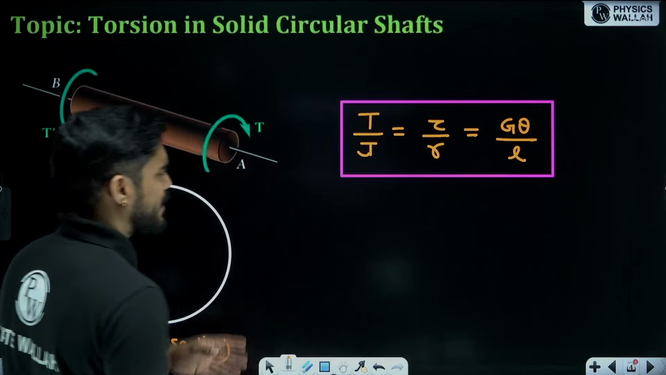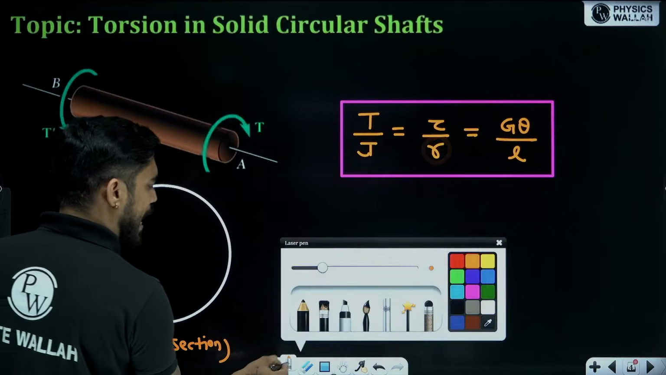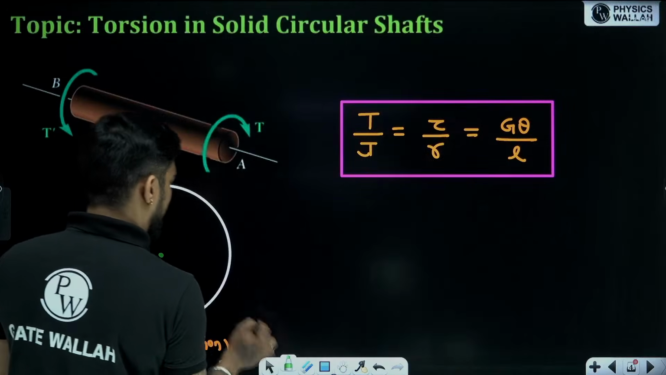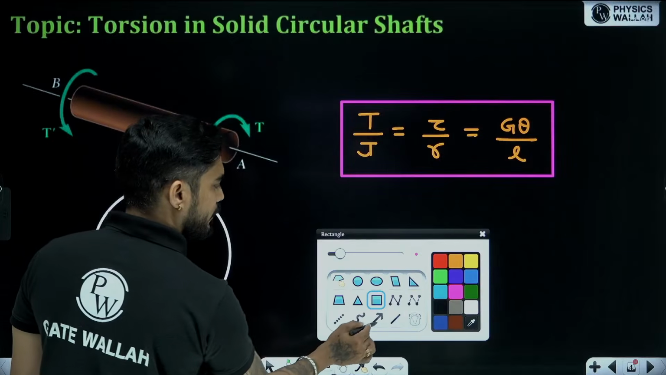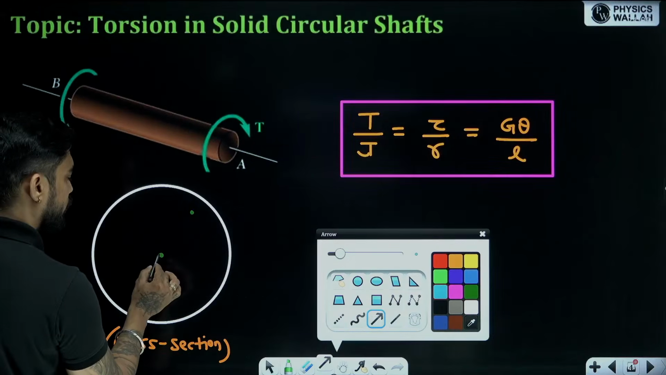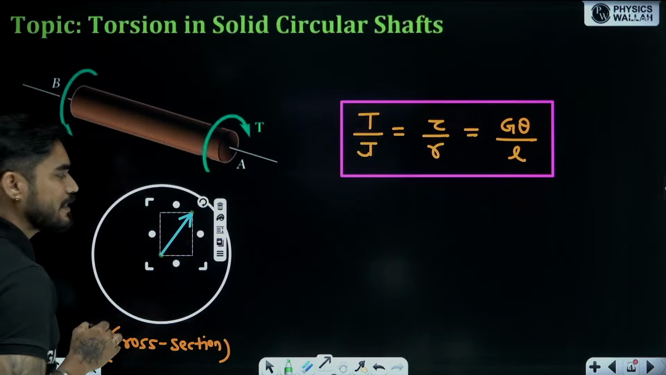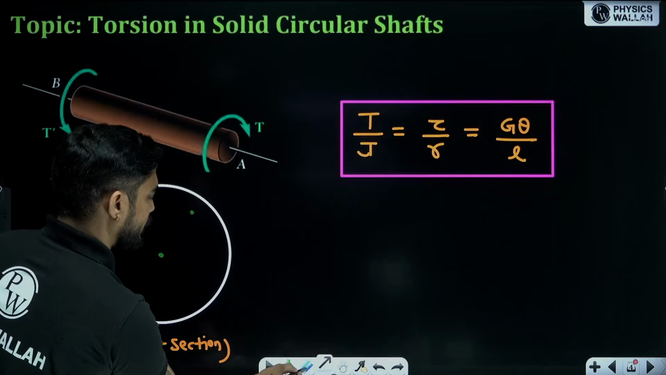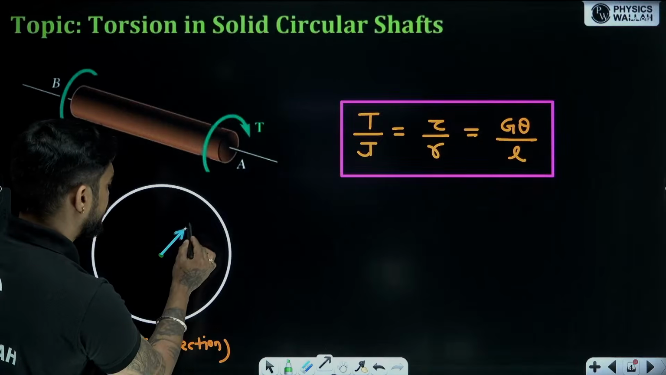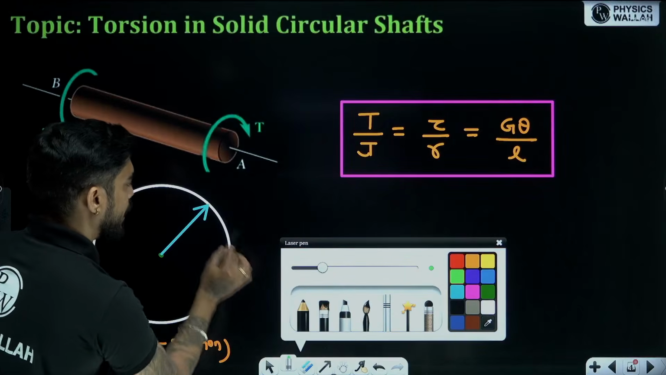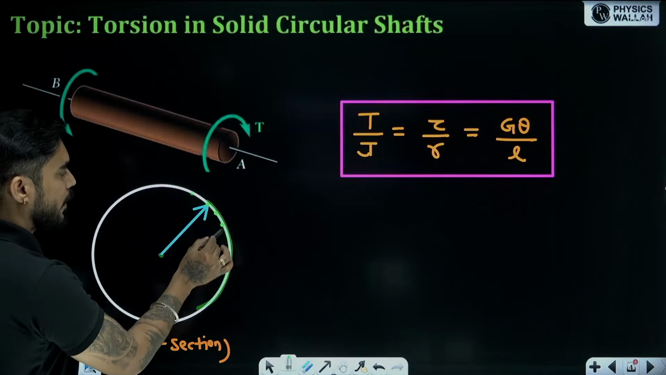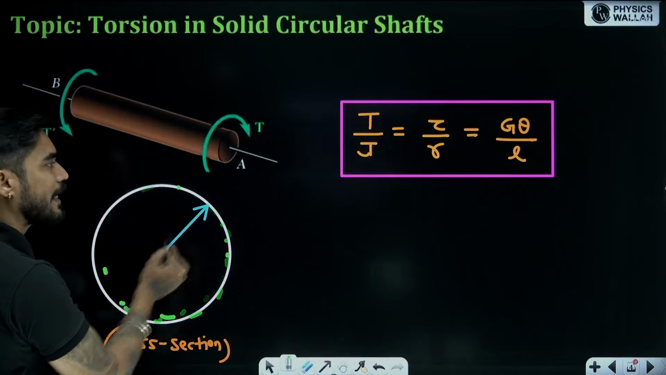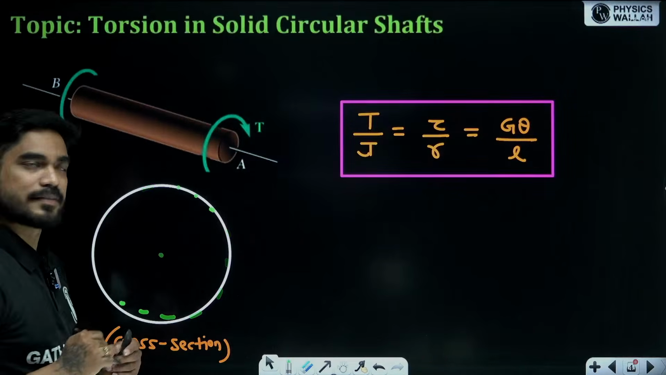Tau is the shear stress at any distance r. What is this r? Let's say this is the center of the cross section. If you want to calculate stress at this point, then from the center to this point, this radial distance is known as r. Maximum stress is developed on the surface because r is maximum on the surface. So at every point on the surface, tau is equal because at every point on the surface r is the same. So tau will also be the same.